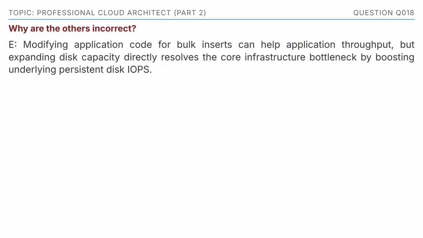E. Modifying application code for bulk inserts can help application throughput, but expanding disk capacity directly resolves the core infrastructure bottleneck by boosting underlying persistent disk IOPS.